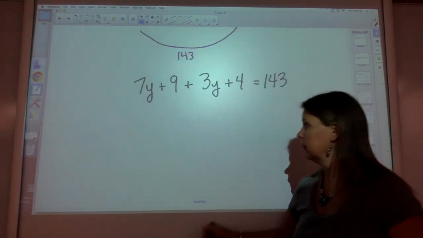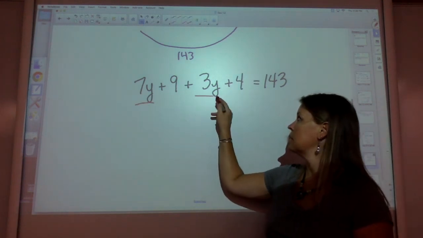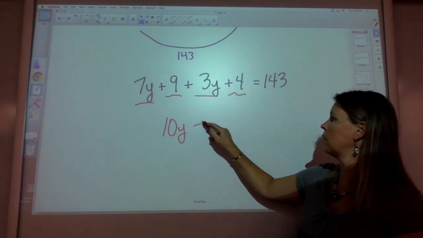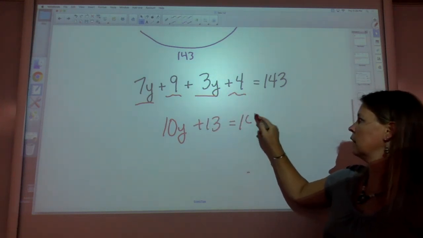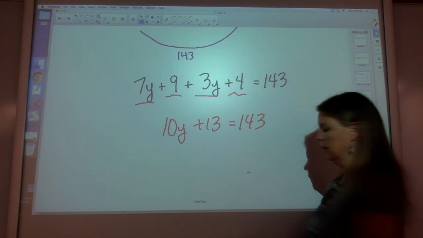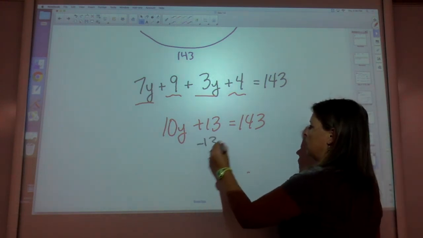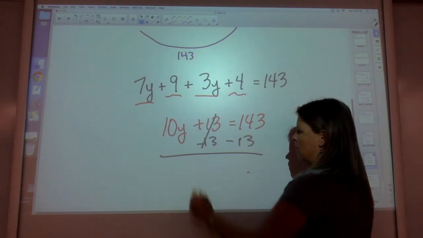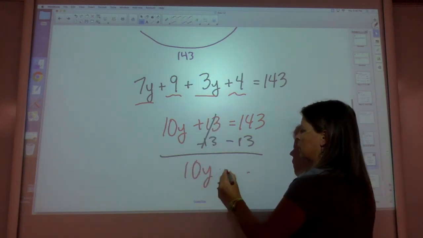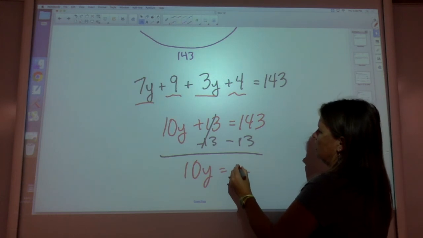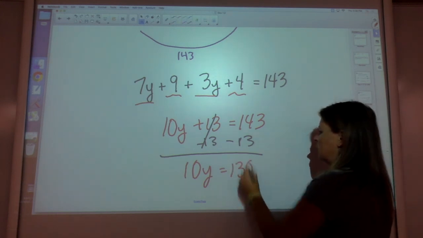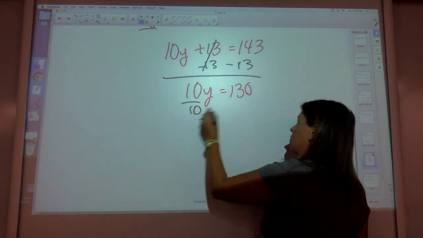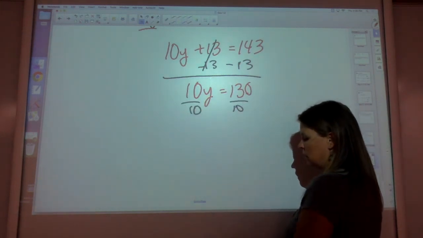All right, we're back. Hopefully you combined like terms. The 7y and the 3y means you have 10 y's. The 9 and the 4 means that you have 13 altogether to make 143. If you subtract 13 from both sides, you end up with 10y equals 100. No, it doesn't. 10y equals 130. Good thing you did it on your own. Then you're going to divide by 10, and you're going to find out that y equals 13.